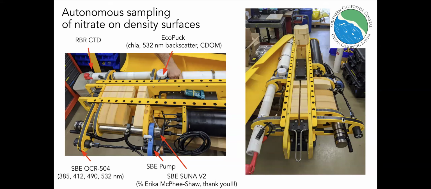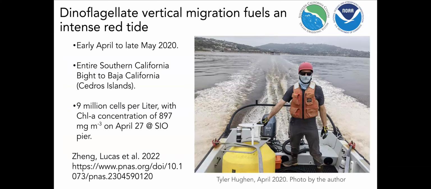And then we just let this thing loose, and it's profiling from the surface to the bottom. So the first little story I'll tell you here is about a really strong red tide that we had throughout the entire Southern California bight, maybe strongest in San Diego. This is a picture looking back at Scripps Pier.